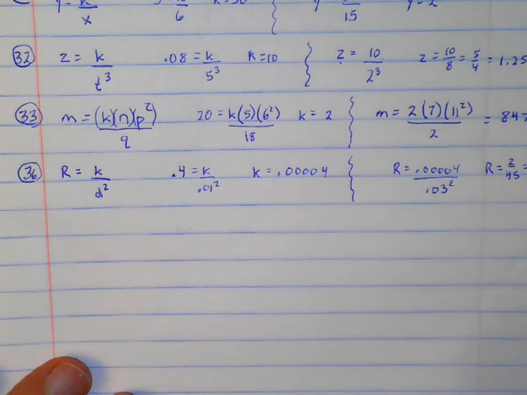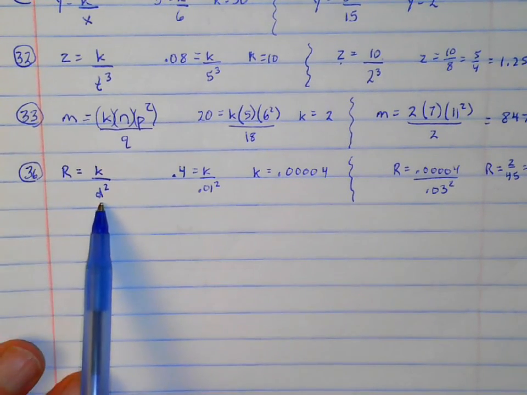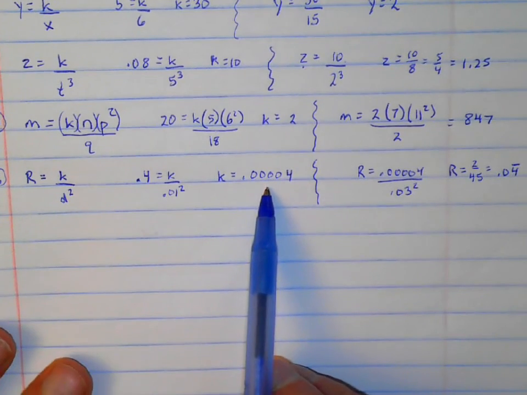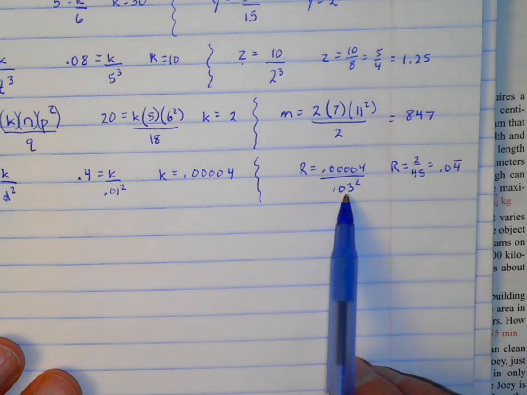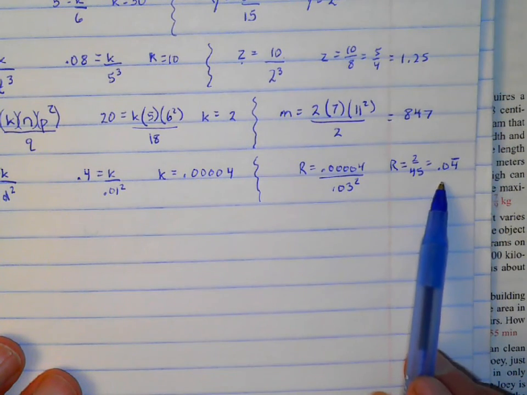36 says the resistance varies inversely with the square of the diameter. So you put in the resistance and the diameter, you get a k as this. And then we want to know what if the diameter is reduced to 0.03, or I'm sorry, increased. So we plug that in and you get your answer.